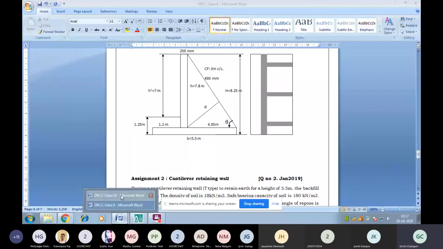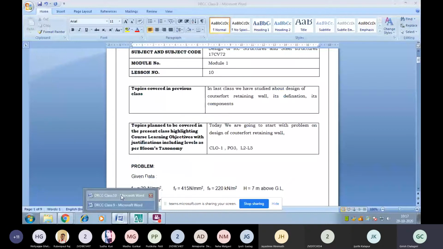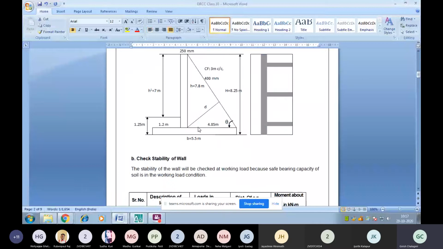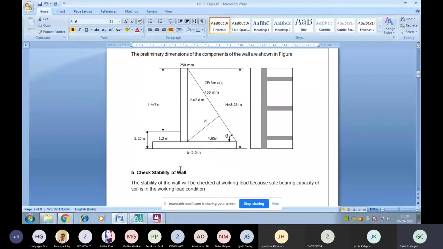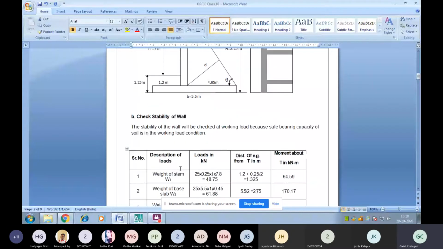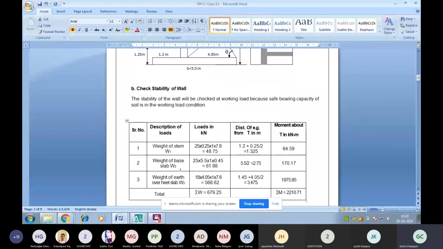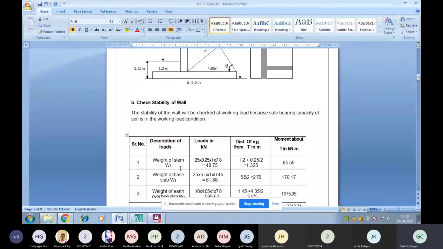Once we got all these dimensions, if we are going to design the components, which components should be designed? One is the stem, other the heel slab, other is the toe, then the counterfort. 4 components should be designed. If we are going to design the components, let us first check the stability. Stability, what we have done in the previous class, is the stability against overturning, the stability against sliding, then the uplift pressure should be less than the permissible. If these 3 criteria get satisfied, then we can go to design the components individually further. So let us check the stability of the wall first.